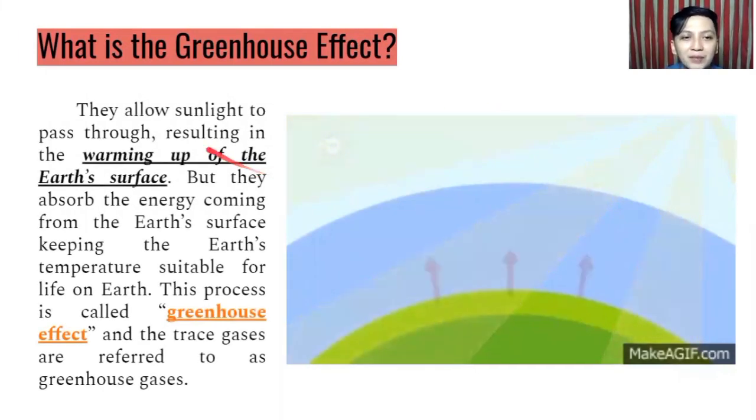Another illustration. They allow sunlight to pass through, resulting in the warming up of the Earth's surface. It's good in such a way. It will give energy to some plants, trees, and also to us. But trapping the heat inside the Earth is not good. But they absorb the energy coming from the Earth's surface, keeping the Earth's temperature suitable for life on Earth, which is good. This process is called greenhouse effect. And the trace gases are referred to as greenhouse gases.